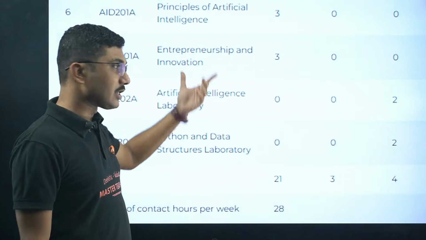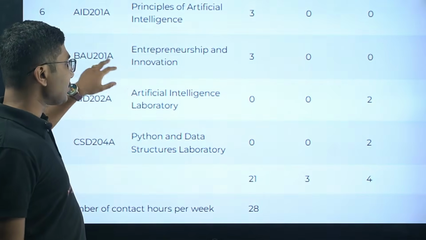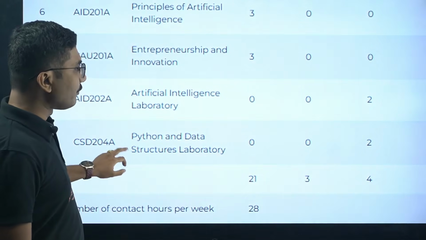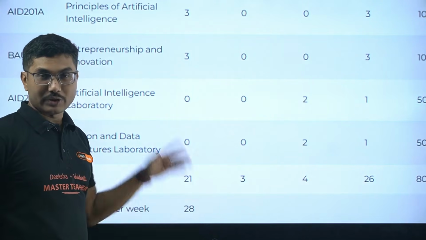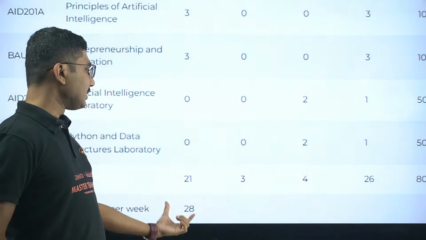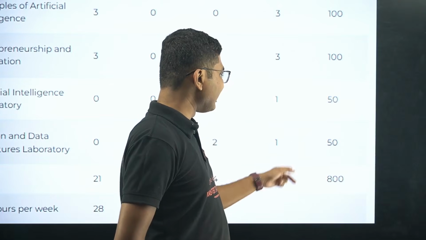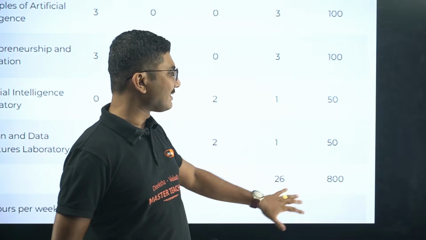Entrepreneurship and innovation, this is a common topic. Artificial intelligence laboratory, which is again specific for AI students. Python and data structure laboratory. Okay, so if you see that the classes are 28 hours per week, and the credits are 26 and 800. So credit available for this session is 26 credits.